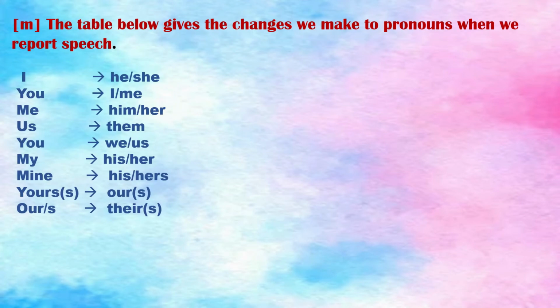Rule M. The table below gives the changes we make to pronouns when we report speech. I changes to he or she, you changes to I or me, changes to him or her, us changes to them, you changes to we or us, my changes to his or her, mine changes to his or hers, yours changes to our, changes to that.